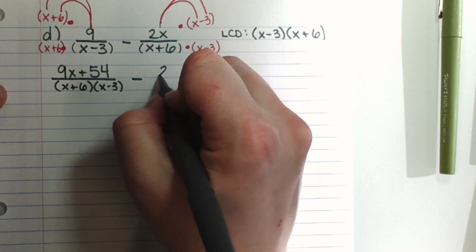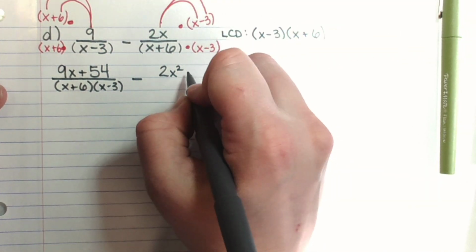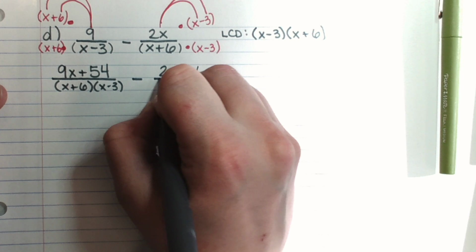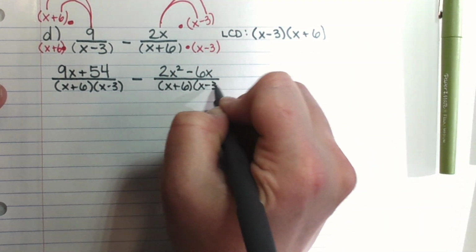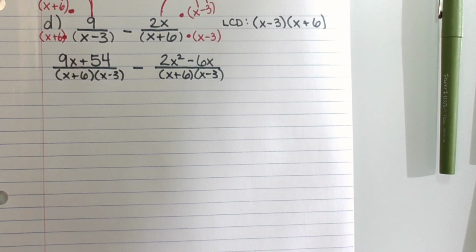2x times x? 2x squared. 2x times negative 3? Negative 6x. Over x plus 6, x minus 3. One of the most common things I see people do at this point is now they start factoring the numerator and start crossing things off. If you do that, you're just getting a non-common denominator again. You got the common denominator for a reason. You needed a common denominator in order to subtract, so subtract now.